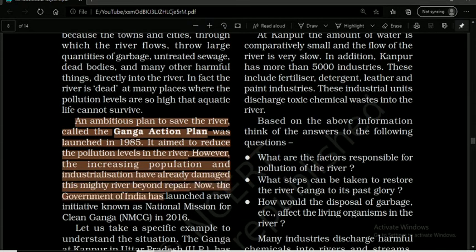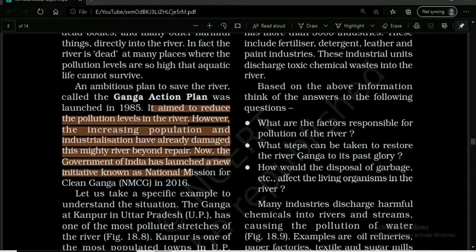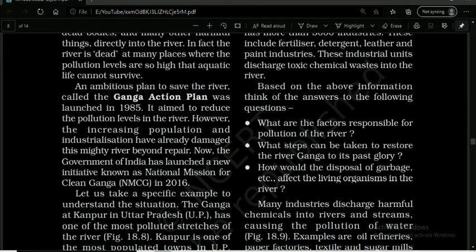So an ambitious plan to save the river was called the Ganga Action Plan. Now we have to save the river. So for this, our government started a plan known as the Ganga Action Plan, launched in 1985. You have to keep in mind this is very important for you. It aimed to reduce the pollution levels in the river. However, the increasing population and industrialization have already damaged this mighty river beyond repair. Now the government of India has launched a new initiative known as the National Mission for Clean Ganga. This is one more thing which you have to understand and keep in your mind: the National Mission for Clean Ganga (NMCG) was launched by our government in the year 2016.